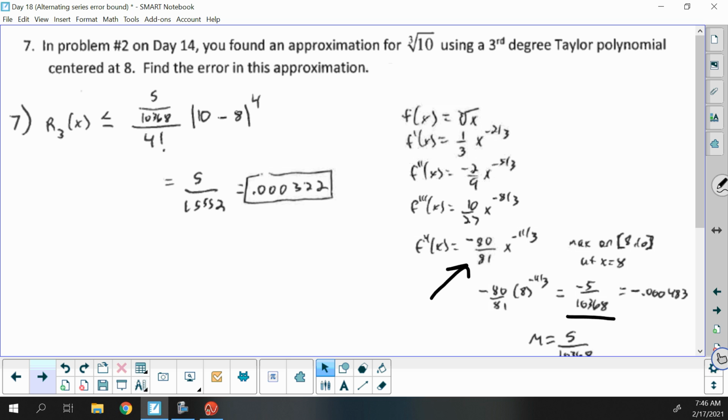And you get this fraction here, but we always put m in as an absolute value. Then we got the 10 minus 8 because that's where our approximation is. And then our next power and next factorial we have are the 4s.